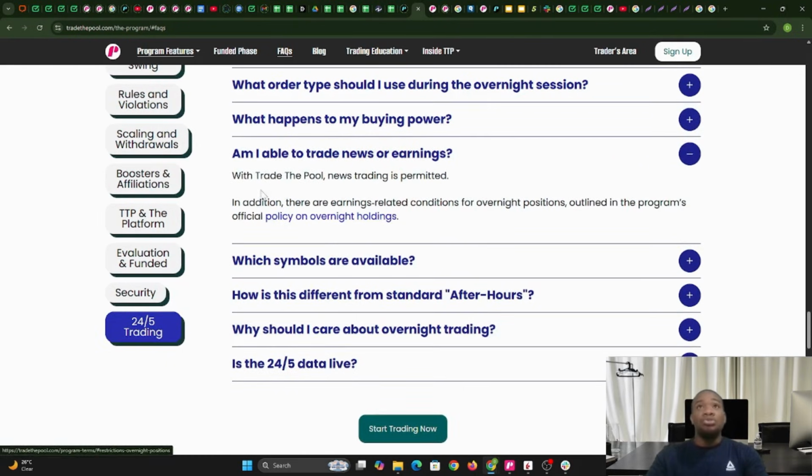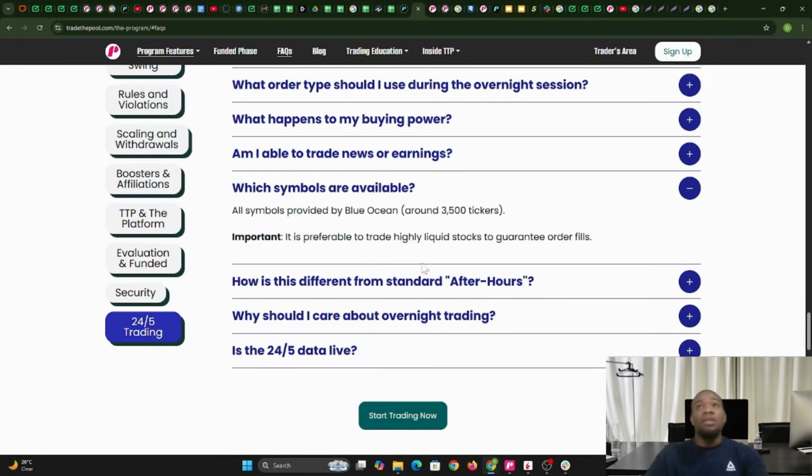Are you allowed to trade news? Definitely. You can trade news, but you can't trade earnings. The same principle applies where, whenever a stock is reporting earnings, it will be restricted for trading during that period of time, right? During the aftermarket, which would essentially mean the overnight session going into the pre-market.